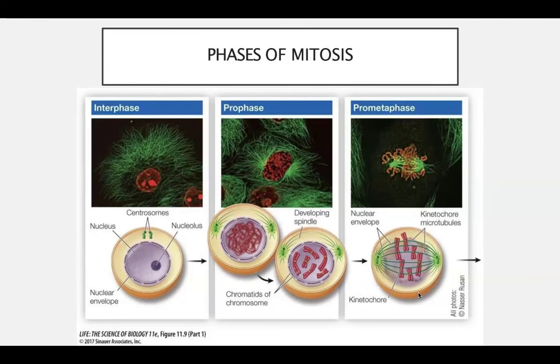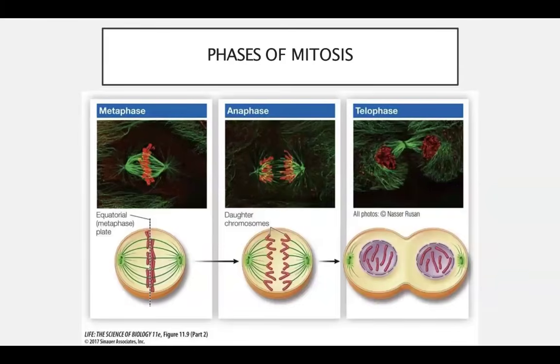So once again, in prophase, chromosome DNA starts to condense so that you can actually see your chromosomes. Your nuclear envelope starts to break down. Kinetochore microtubules, which are responsible for pulling your chromosomes apart, start to form, and your kinetochores go to opposite poles of the cell so that division can be equal.